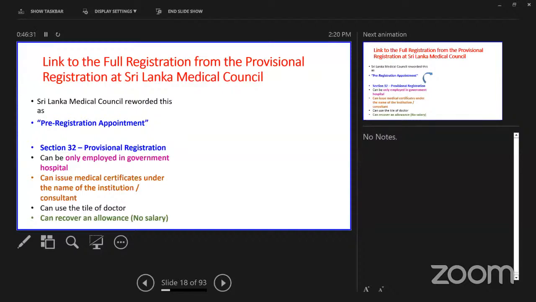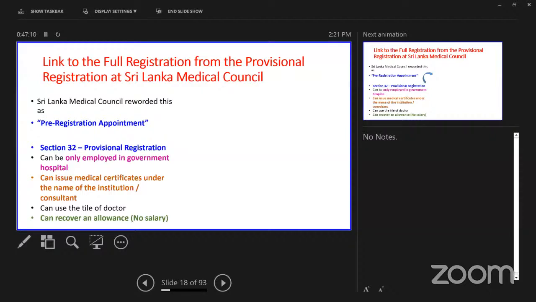With Section 32, the provisional registration, you can only be employed in a government hospital. You can only issue medical certificates under the name of the institution or the consultant. You can use the title of a doctor, and you can receive a reasonable allowance, though it's not a salary. What you are being paid is an allowance, so you are still not a fully privileged government servant.